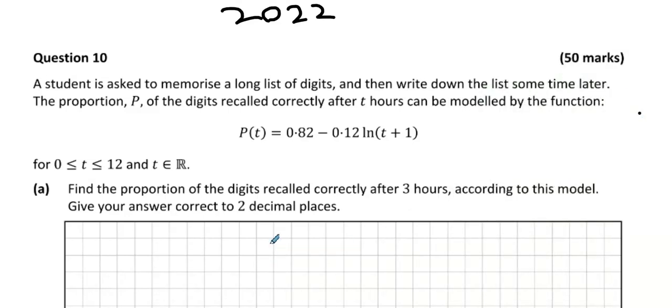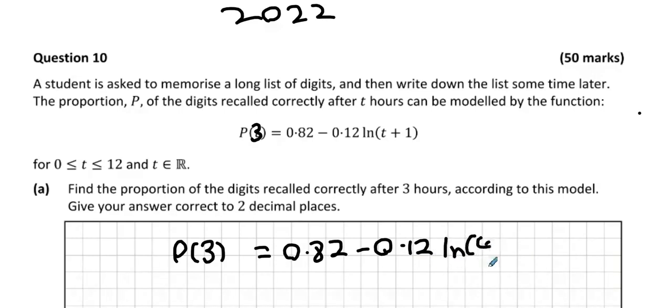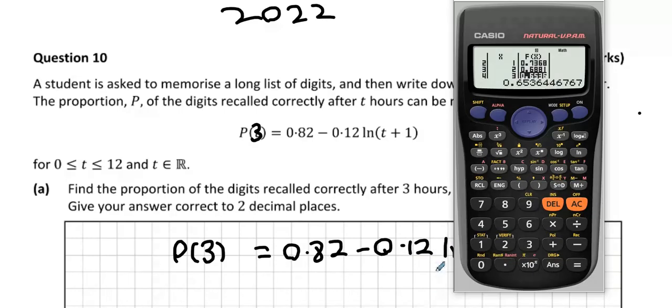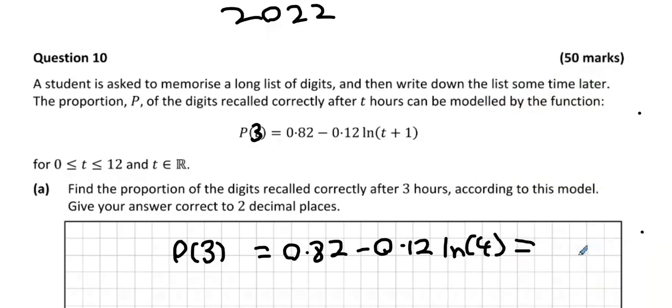0.6536. Now, how you get 10 marks for that is you'd say, I'm testing out P3. P3 means your proportion after 3 hours, 0.82 minus 0.12 ln 4. But we already got that answer, so 0.65. No. See that P3? You don't have to write that down at all. What that means is what proportion are you remembering after 3 hours?